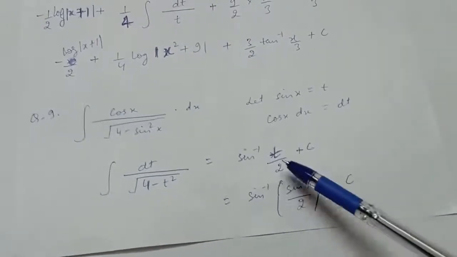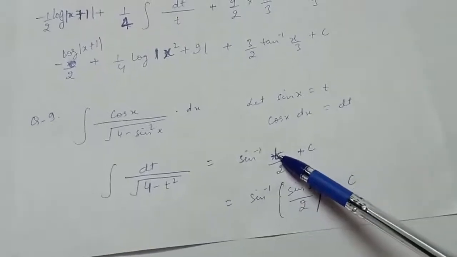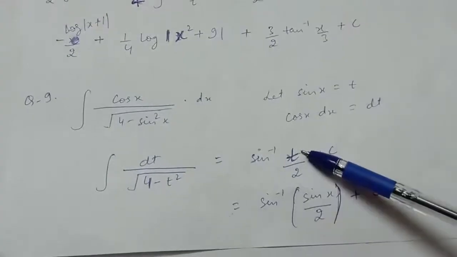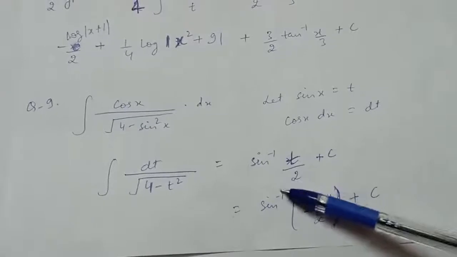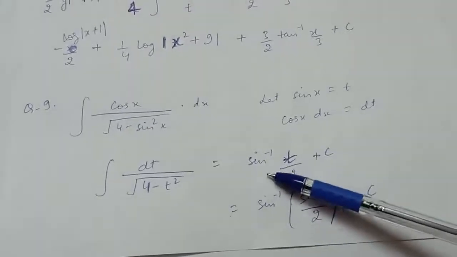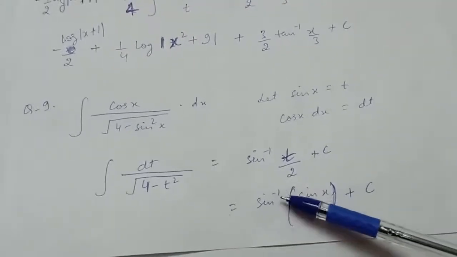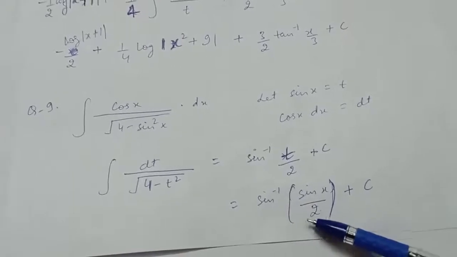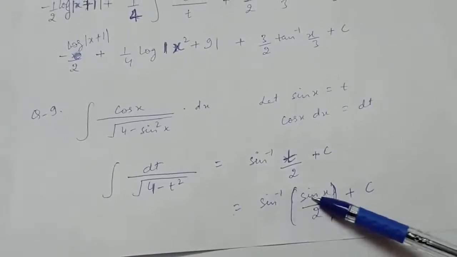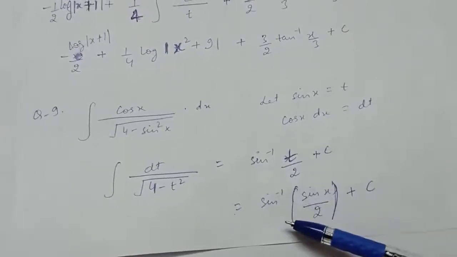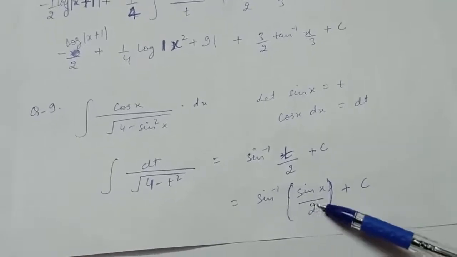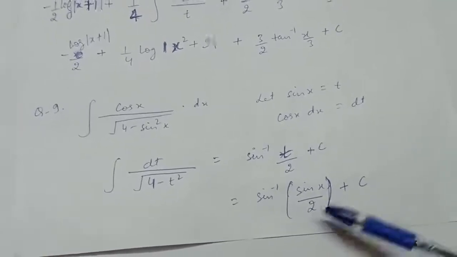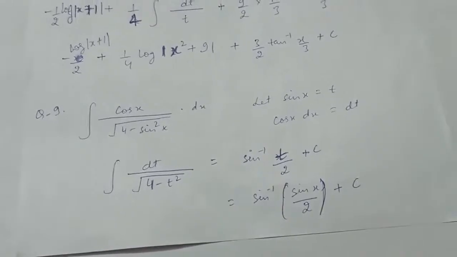So you will get sin inverse (sin x by 2) plus c. Also be clear, this 2 is below t. That is, this t by 2 is complete angle of sin inverse. So you will get sin inverse sin x by 2. Therefore we cannot write this sin inverse sin x as equal to x, because 2 is also there, right, in the denominator. So this will be the final answer.